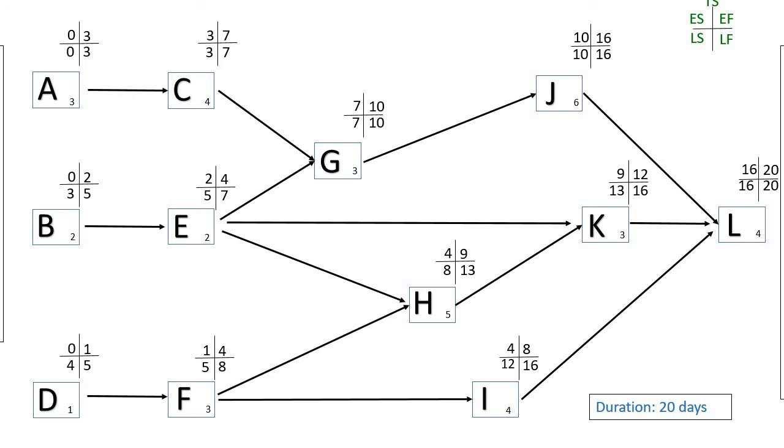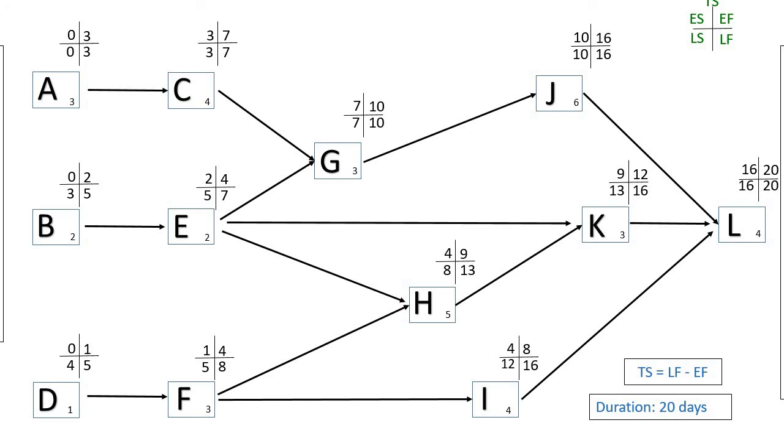So now that we've completed the early start, the early finish, the late start and late finish, we now need to calculate what is known as the total slack. The total slack can be calculated as the late finish minus the early finish, and we should take note of that formula. The total slack is equal to the late finish minus the early finish.